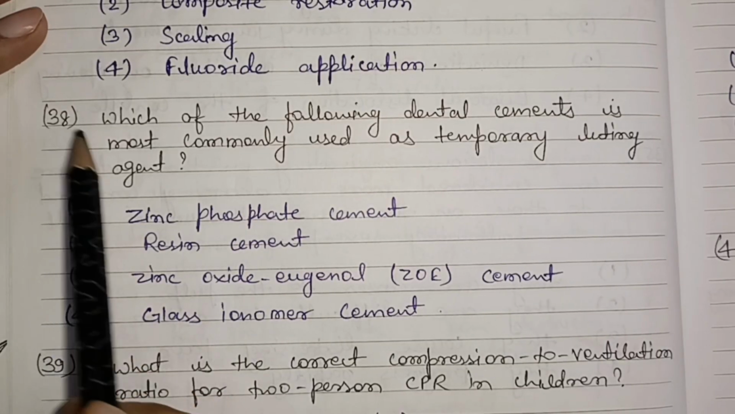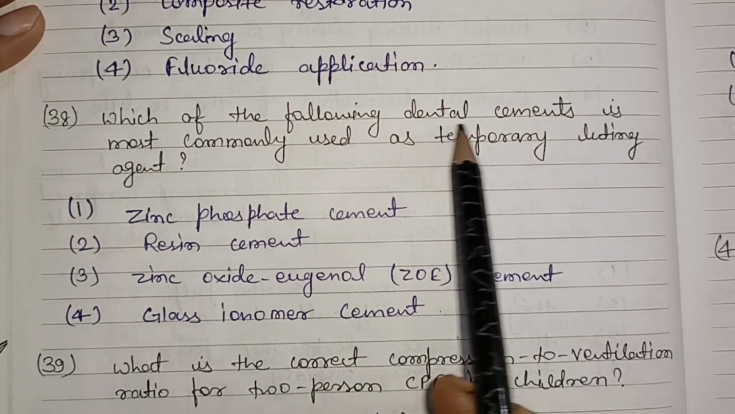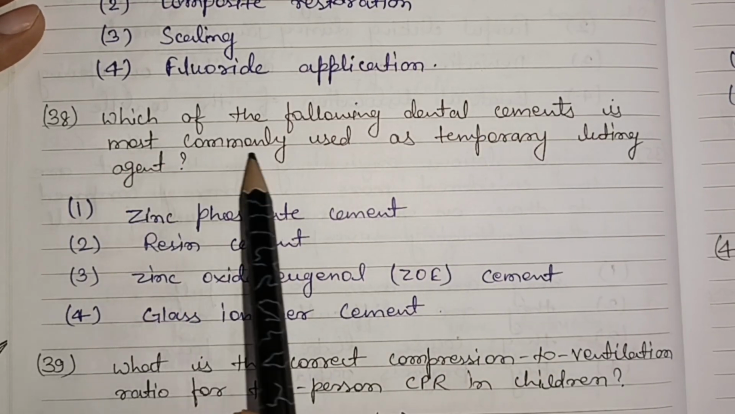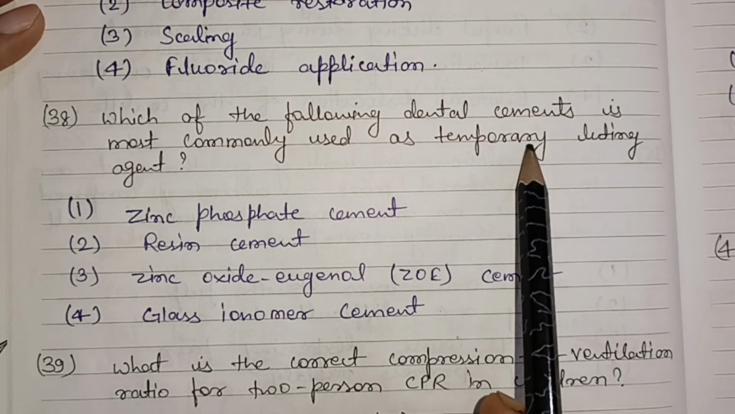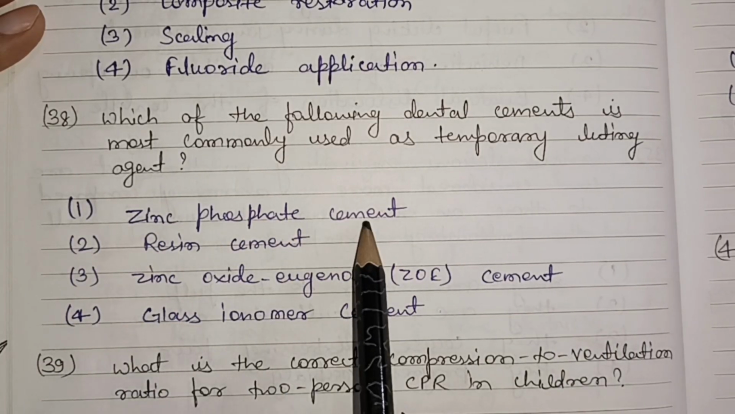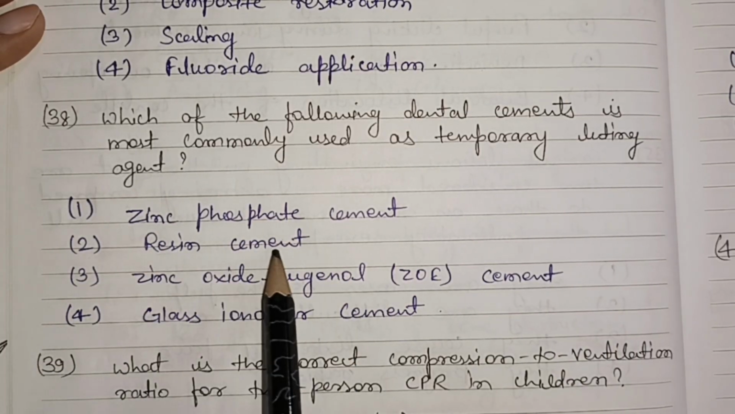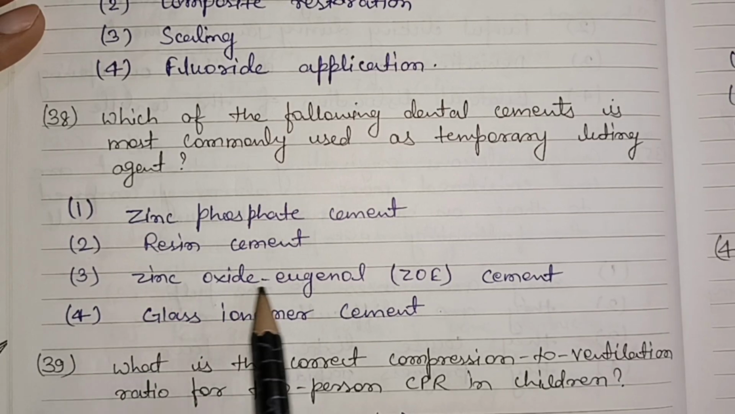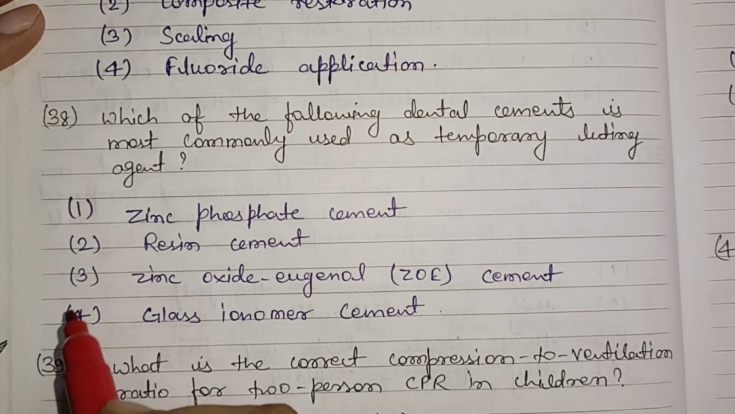Question 38 is, which of the following dental cements is most commonly used as a temporary luting agent? Zinc phosphate cement, resin cement, zinc oxide eugenol cement, glass ionomer cement. Answer is 3, zinc oxide eugenol cement.